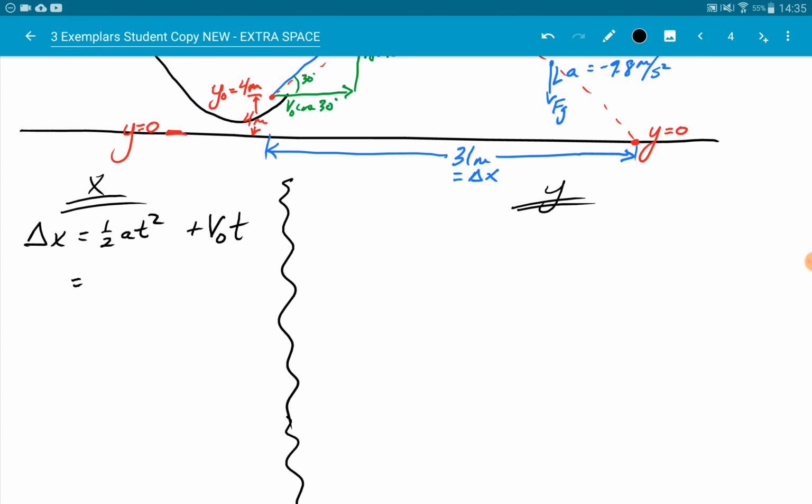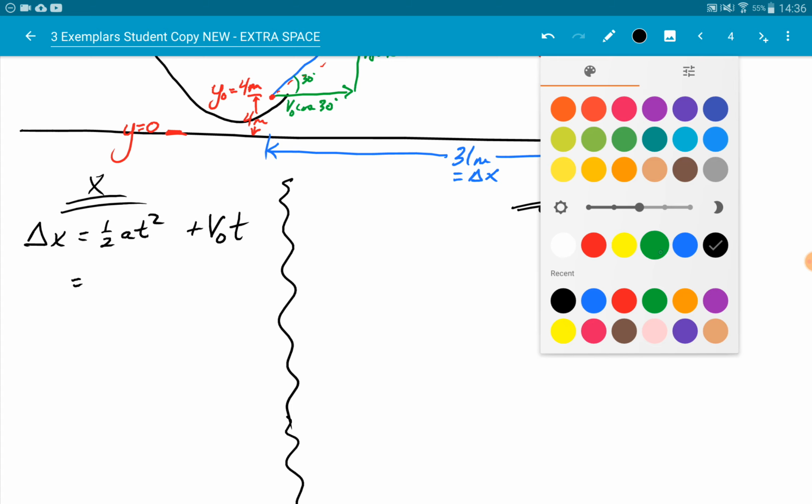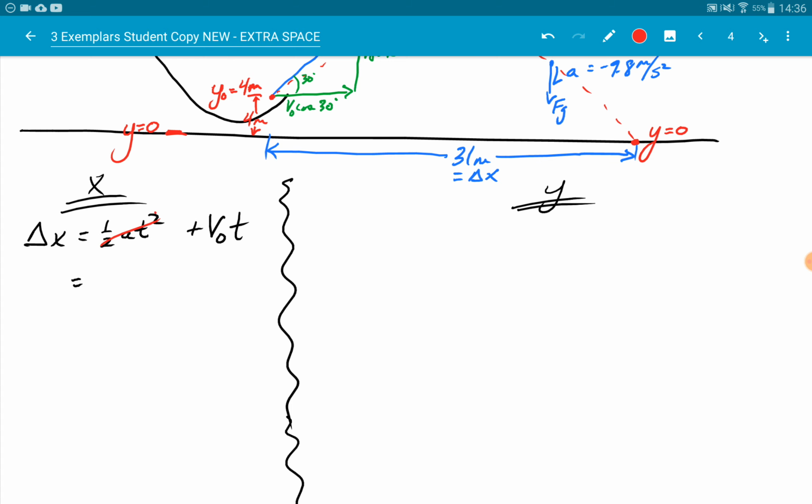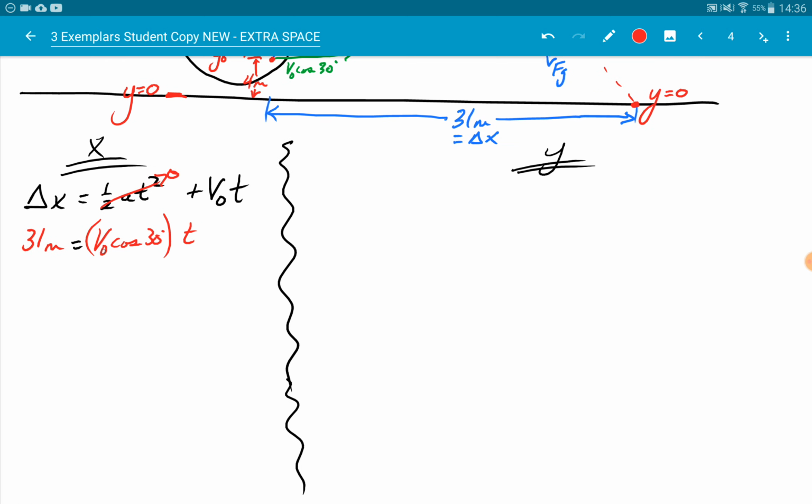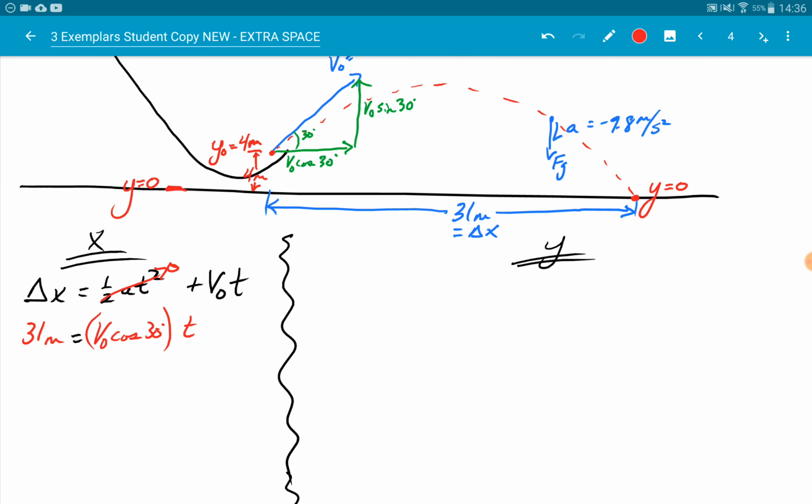So I go there and put in what I do know. Do I know the acceleration? No. Well, yes, I do, but it's 0. Acceleration in the horizontal dimension is 0. And then my delta x is V naught times the cosine of 30 degrees, multiplied by some t, and I do know that that's 31 meters. Cool. We're trying to solve for V naught, so maybe I'll solve for V naught if I can find the time that it takes to go down there.